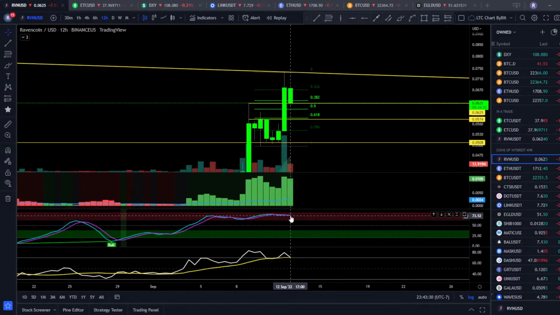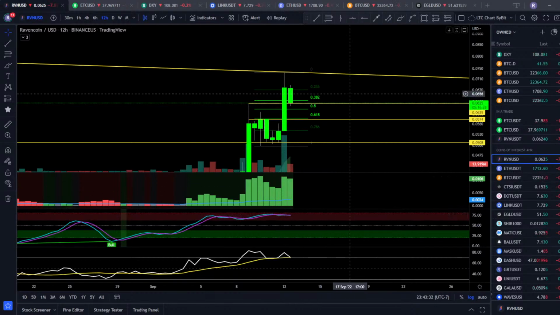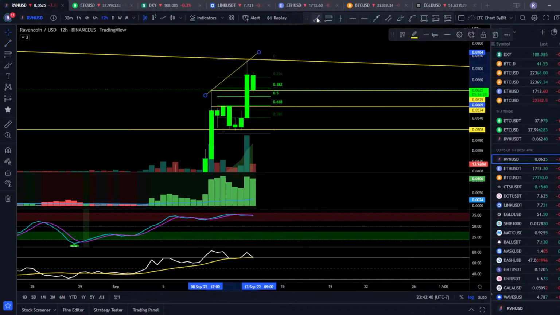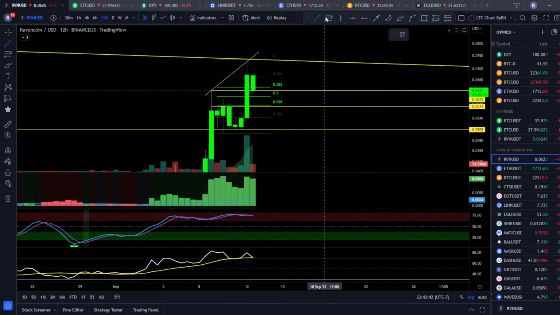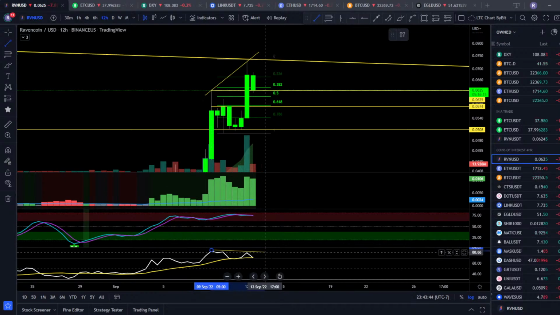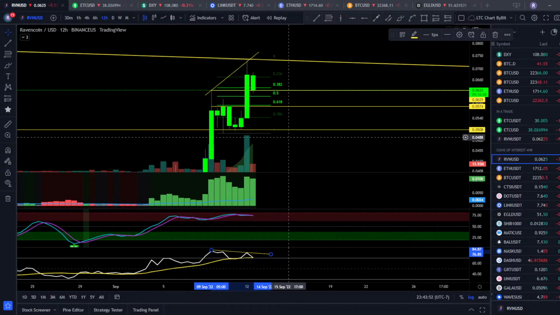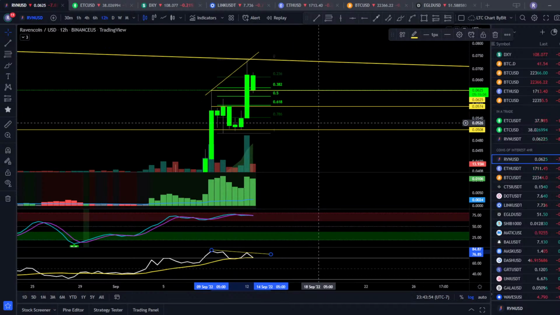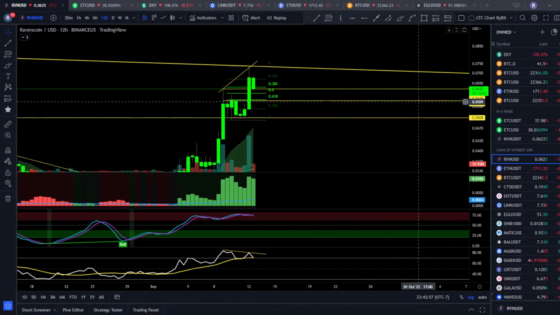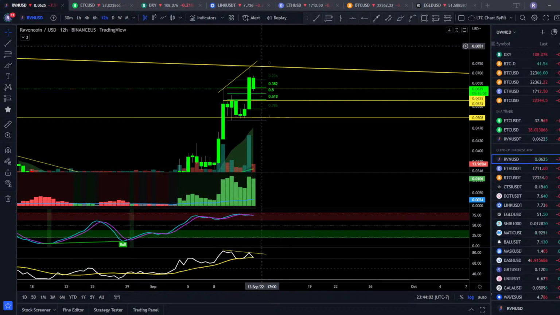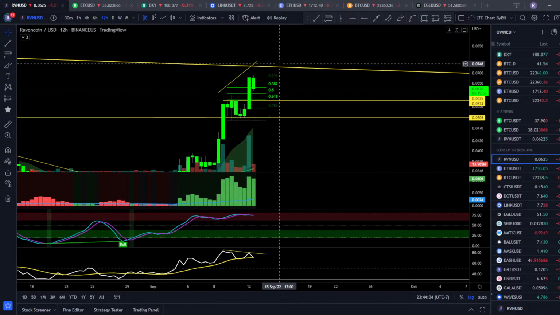The stochastic's doing just fine, so I'm not worried about that. But also, even here on the 12-hour, we've got some divergence going on. Higher highs on the price, lower highs on the RSI. Now, just because you've got a bearish divergence, that doesn't mean that you can't go higher. It's happened many times that it does go higher. So we could see another push to the upside, maybe around the 9-10 cent, and get out of this. And then the divergence could come into play.